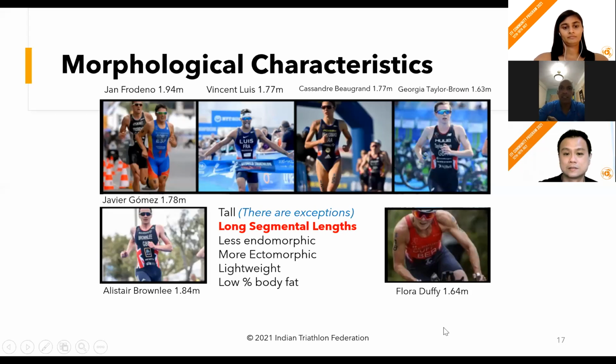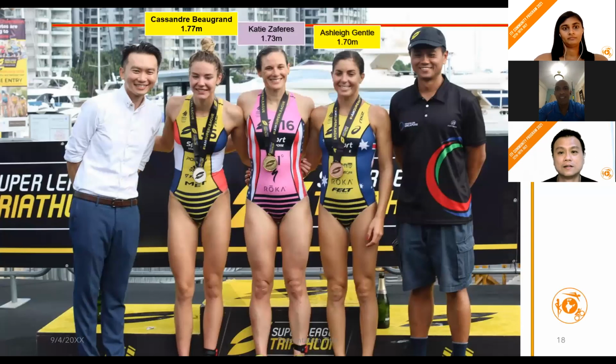And the next picture is one of Eugene's favorites. Here he is with Katie Zafaris, Cassandra Bogard, and Ashley Gentle. I believe all three of them are going to the Olympics again this year, two Australians and one American. Eugene, do you want to make a point about this picture?